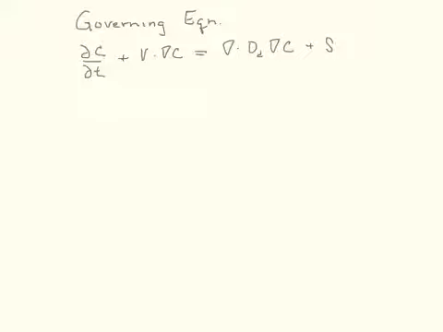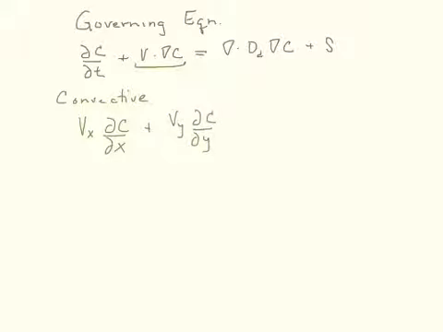The first term I want to look at is the convective term. If we expand that, what we have is Vx dc/dx plus Vy dc/dy. Now, we know that Vy is equal to 0. It was one of our assumptions that we have plane Poiseuille flow. So this term actually goes away.